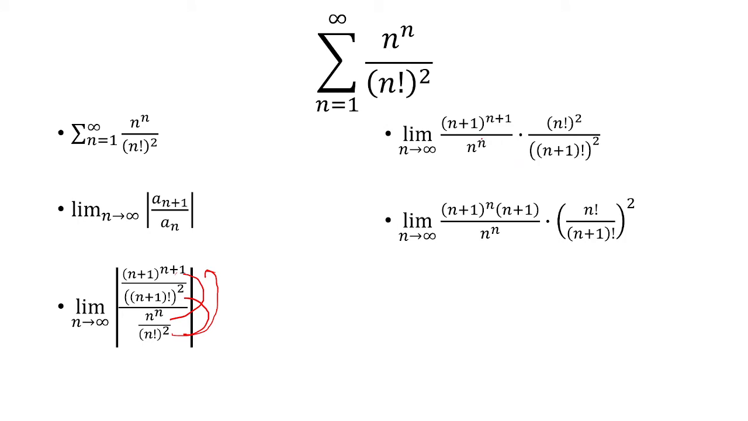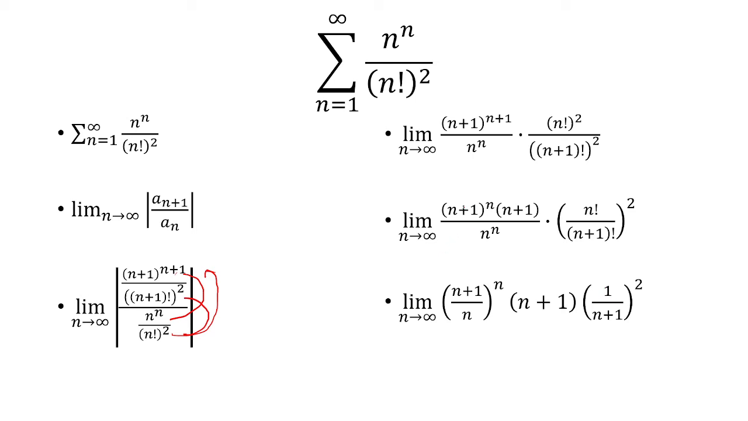And now I'm going to break up n plus 1 to the n plus 1 power as just n plus 1 to the nth times n plus 1. And I'm going to factor out the square here to get n factorial over n plus 1 factorial. The n plus 1 factorial is just n plus 1 times n factorial. So the n factorials cancel and we're just left with 1 over n plus 1.